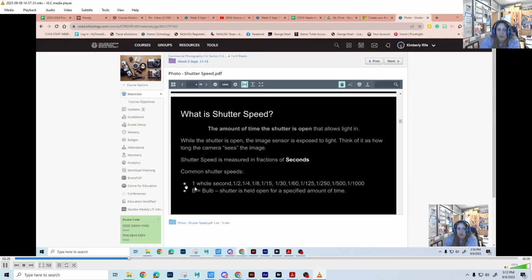So we see that here with the whole second, half a second, 1/4, 1/8, all the way down to 1/500th and 1,000th of a second. Bulb is going to be when the shutter is held open for a specific amount of time. So last year, if you saw that, where it had B or bulb, and it took forever to close or take the picture, that's why it was taking that long to take the photo.